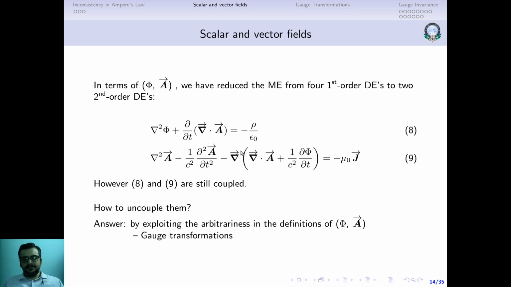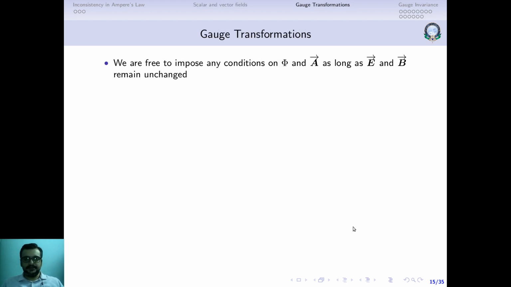Now if you look at these two equations, first of all they are second order differential equations, so the number of boundary conditions will remain the same here. And the next thing we notice is that they are still coupled. If they are coupled, we would like to uncouple them and obtain two differential equations, one in phi and another in A. So how do we do that? We do that by exploiting the arbitrariness of these two potentials, and this is what is known as a gauge transformation.